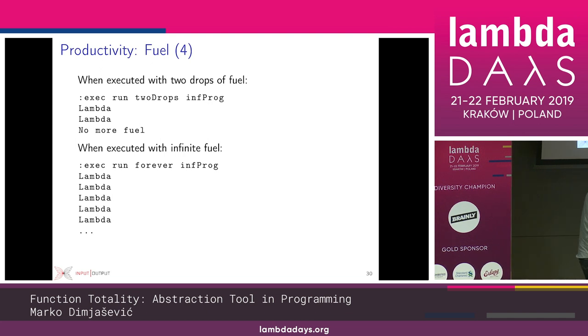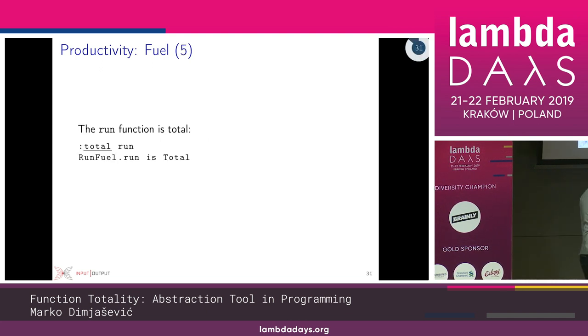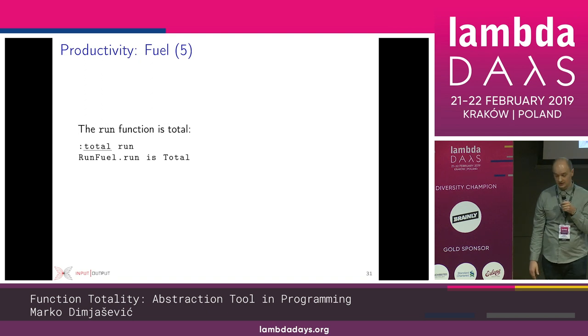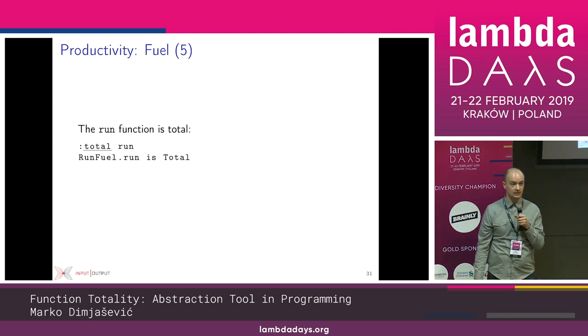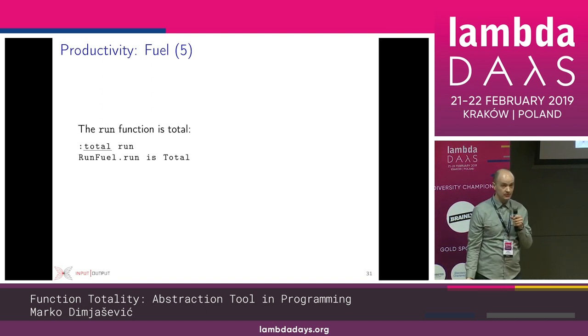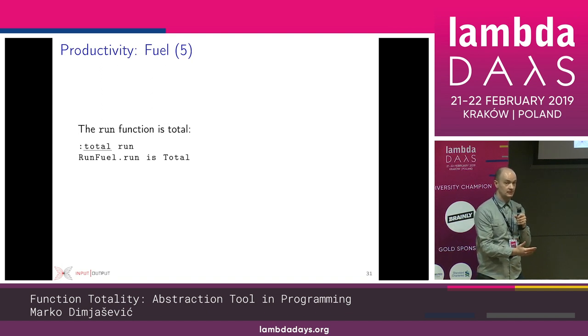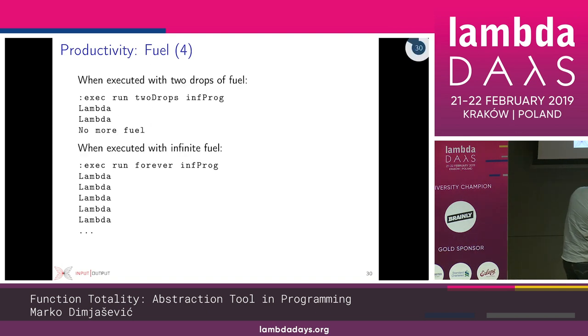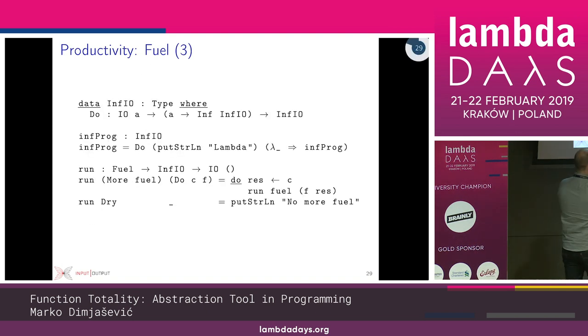It will never terminate. But if you ask Idris if this run function, the new version, is total, it will say, yes, it is. And how come it can say it's total? Well, because we keep on calling itself on a smaller and smaller fuel argument. We keep on decreasing it. And we are productive here because we do run an IO action. It's called C here.